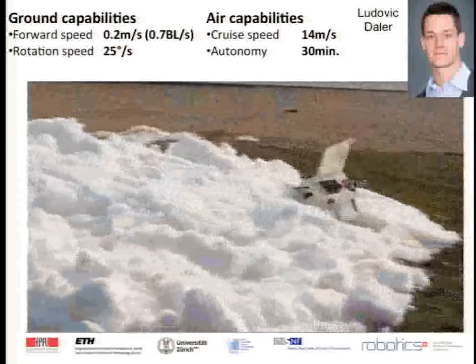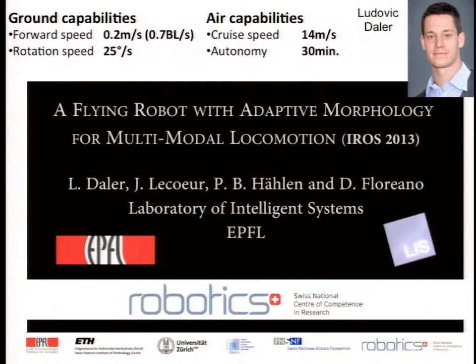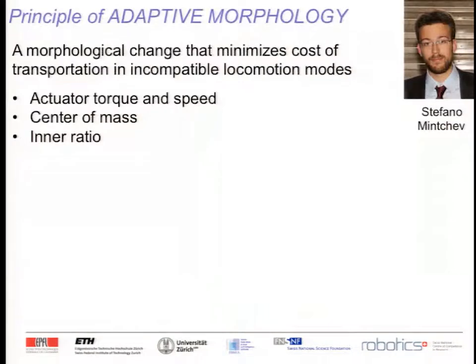However, there is a problem with this robot. The problem is that the 2 modes of locomotion, flight and walking on the ground, are sort of incompatible when it comes to, for example, the torque and the rotational speed of the motors, or when it comes to where the center of mass of the robot is, because flying and locomotion require different positions for this. And a number of other things, for example, the distance between the edge of the wing and the center of mass of the robot. So what I came up with is what I call the principle of adaptive morphology.